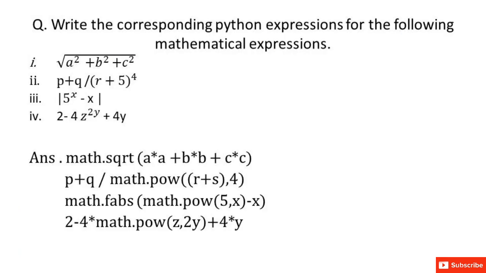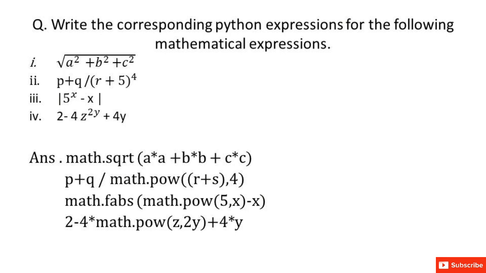Let us do one question. Write the corresponding Python expressions for the following mathematical expressions. First is under root of a square plus b square plus c square. So how will we type this formula? First we will write math.sqrt. In the bracket we will write a asterisk a plus b into b plus c into c.